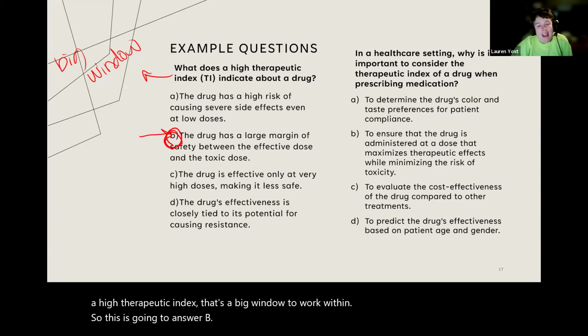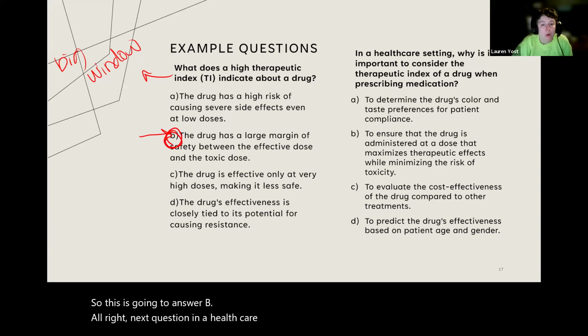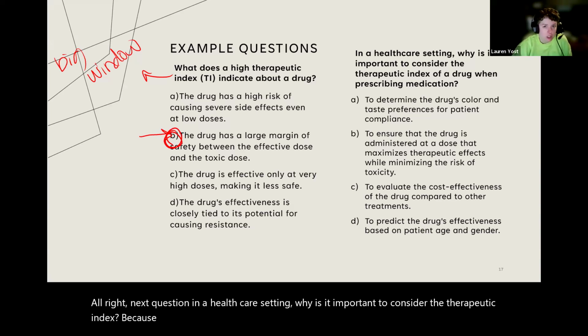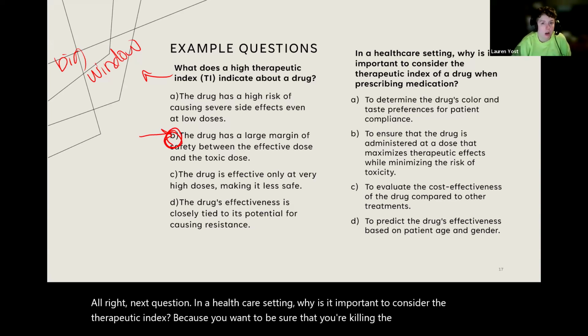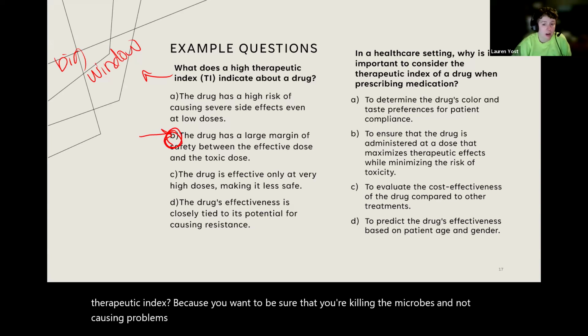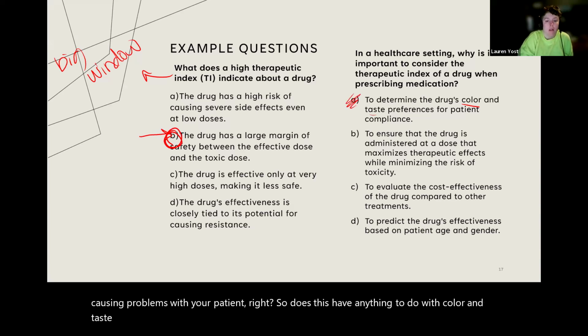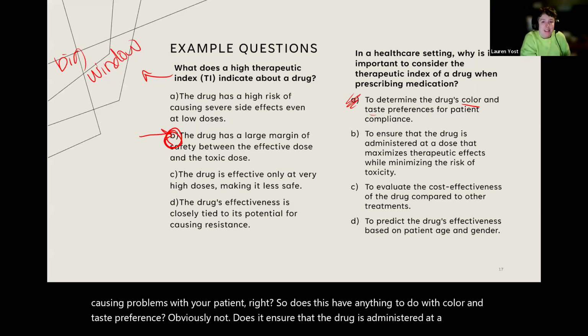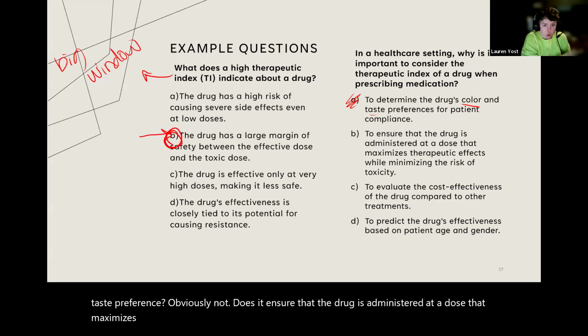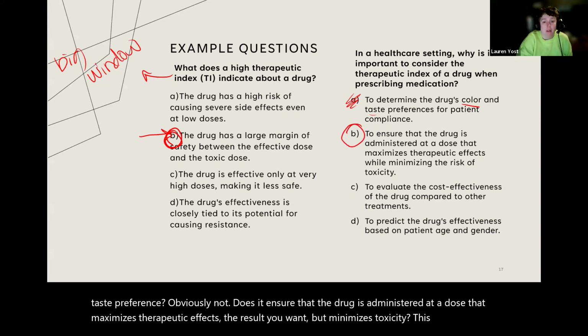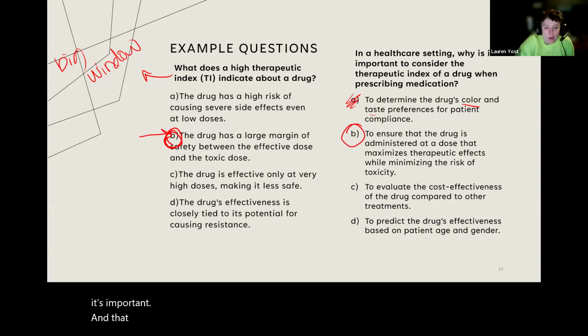All right, next question. In a healthcare setting, why is it important to consider the therapeutic index? Because you want to be sure that you're killing the microbes and not causing problems with your patient, right? So does this have anything to do with color and taste preference? Obviously not. Does it ensure that the drug is administered at a dose that maximizes therapeutic effects, the result you want, but minimizes toxicity? This is exactly why it's important. And that concept that this is outlining in B is called selective toxicity.